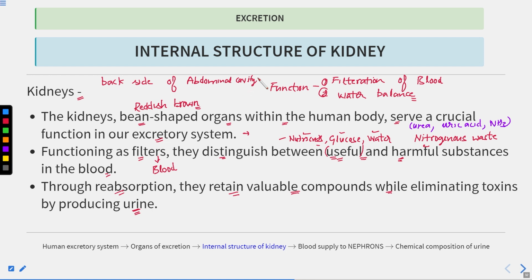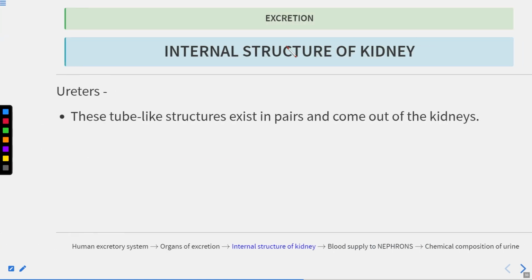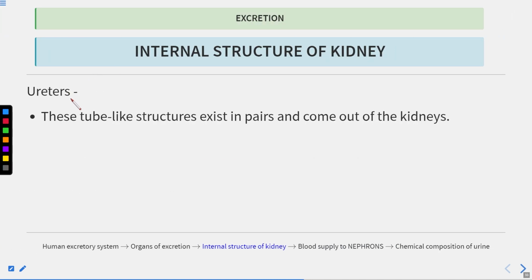Okay, this is clear. Now, ureters. These are the tube-like structures that are also present in pairs, and they come out of the kidneys. And what do they carry? They carry the urine.